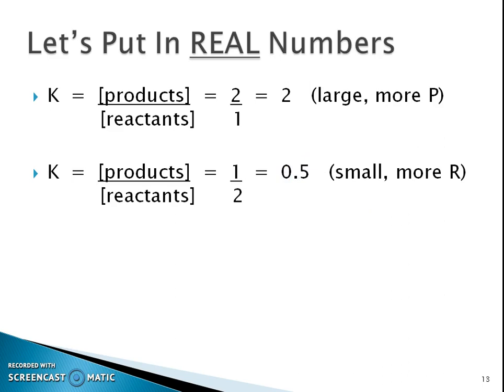So if you're still unsure, or you get tripped up, plug in numbers for products over reactants. Make them simple like this, or use 5 and 10, whatever the case may be, so that you understand that ratio and what it does.